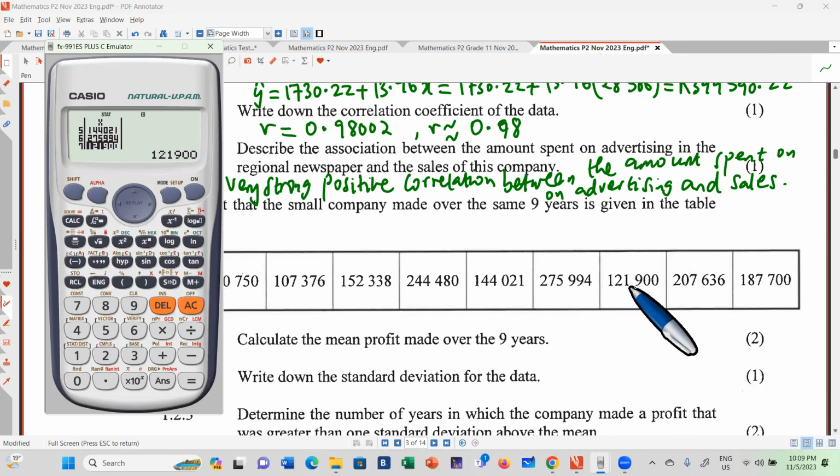We entered 121,900. You punched in 207,636. You punched in 187,700. Right, then we need to now calculate just the mean profit over the years. To calculate the mean, we can use a calculator to save time in the exam. After this, we can press on. The data is saved, totally saved.